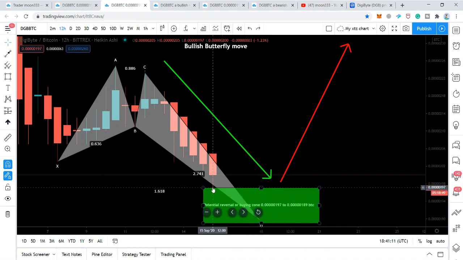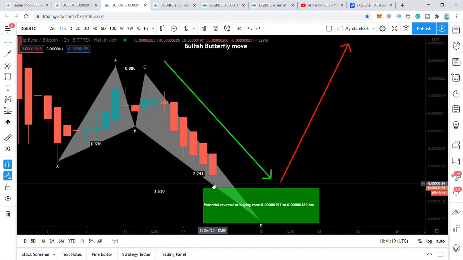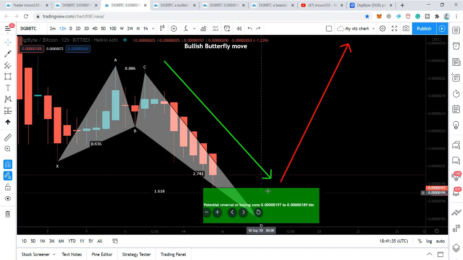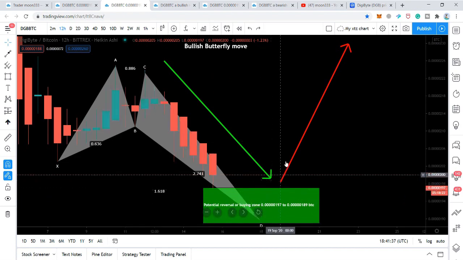And I'm just placing the cursor here, and you can see the lowest price level here. Then you can see that in the current candlestick, the price action has spiked up to 197 satoshis. So this leg has been completed. So we can expect that as per the Fibonacci sequence of the bullish butterfly pattern, it can reverse bullish from here.